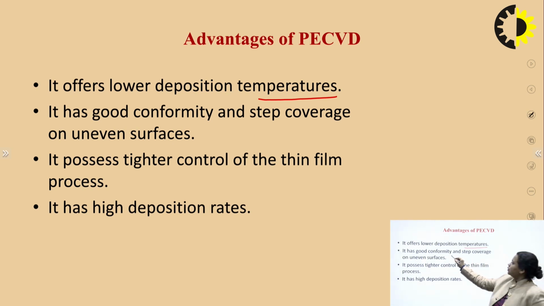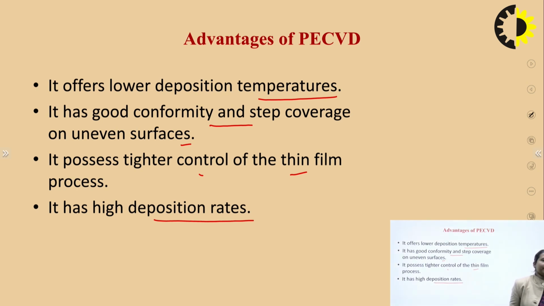It offers lower deposition temperatures. It has good conformity and step coverage on uneven surfaces. It possesses tighter control of the thin film process since it is a plasma method. In this process, the deposition is quite controlled as compared to the other methods, and it has high deposition rates. The deposition rate is again high because we are using plasma here, so that we have a uniform structure over the wafer.